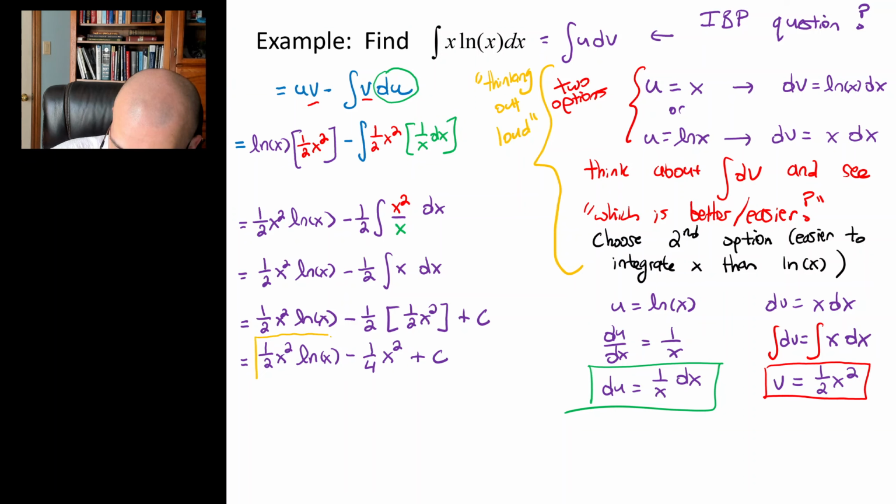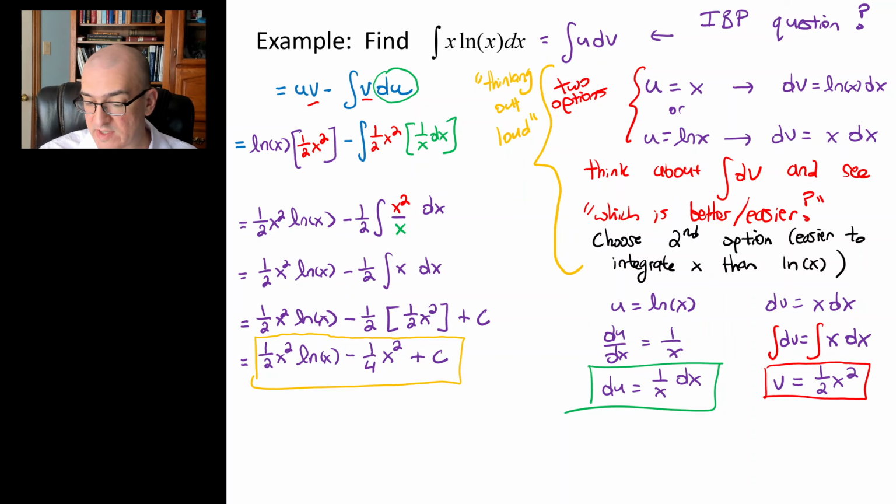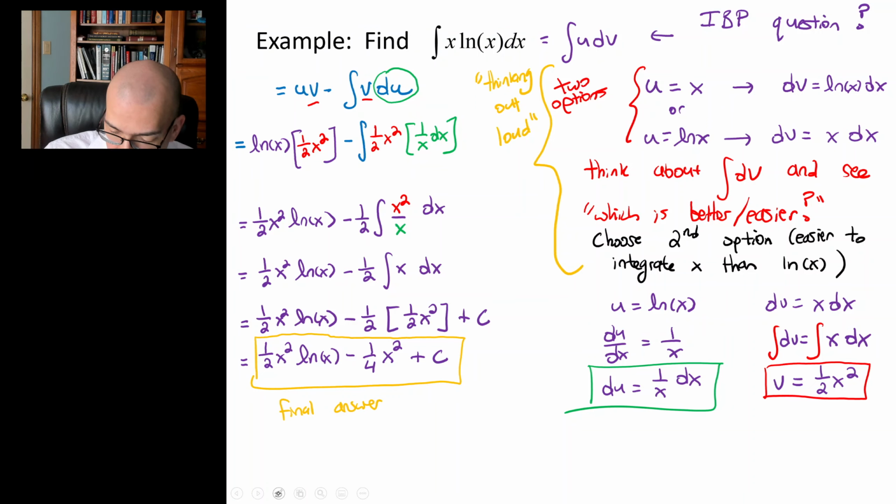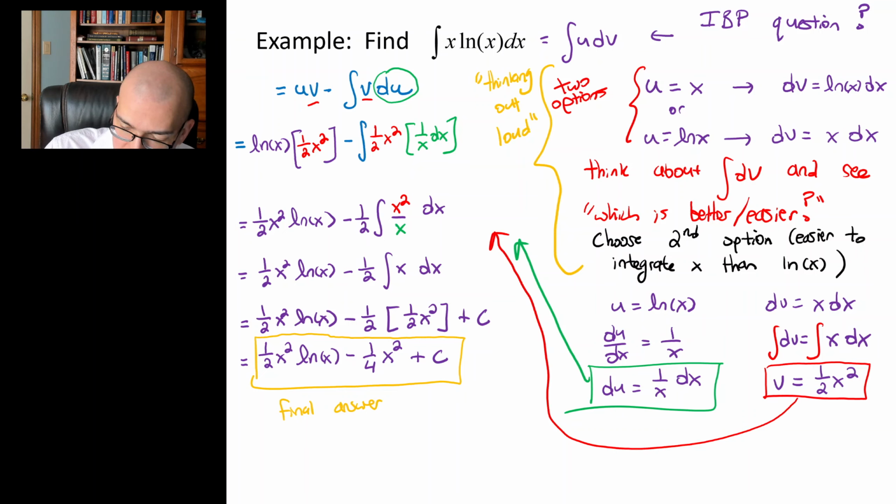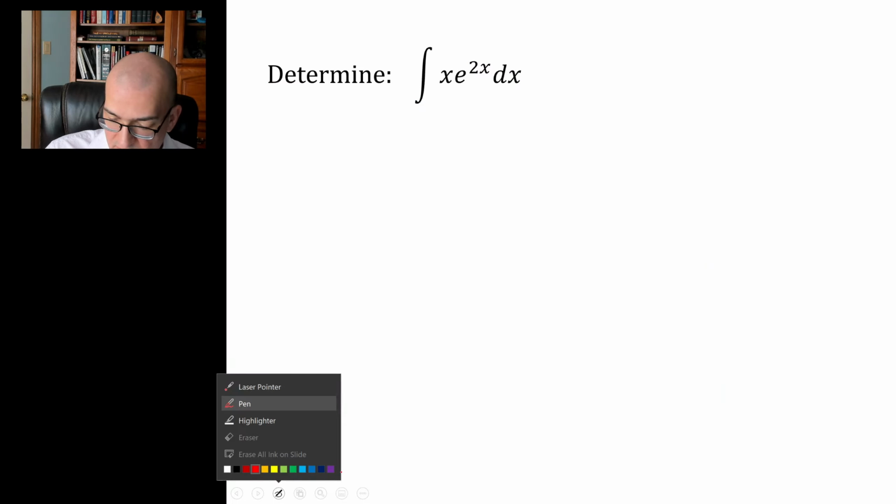Very mechanical. Once we figure out what to let equal to u and what to let equal to dv, we're just following a formula. We're following a mechanical process. We don't have to think anymore. The thinking step is concentrated in the selection of the u and the dv. I'll just put some arrows up here to say that those are not the answers, those are the intermediate steps we're going to plug in. Okay, let's do another one.